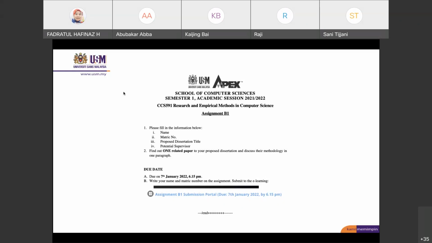So, how long is the paragraph? Just one page, one page A4 size paper. Okay, not more than one page. I answered the question already. It's not for the PhD student, it's only for the mixed mode student. So you need to submit. I've already opened the link in the e-learning, and the submission is before or on 7 January, 6:15 p.m. The submission portal is in the e-learning. I will also upload today's slides and this assignment to the e-learning after the class.